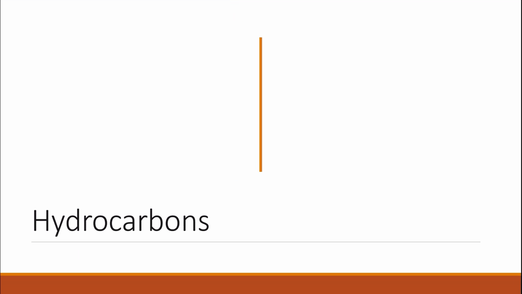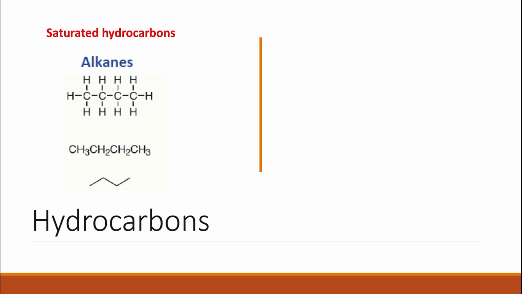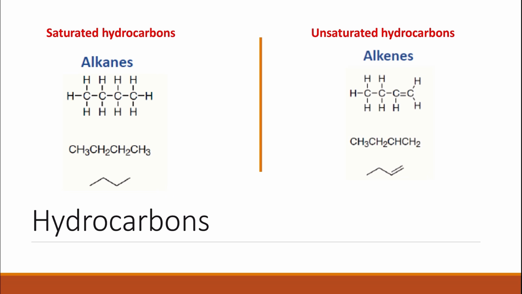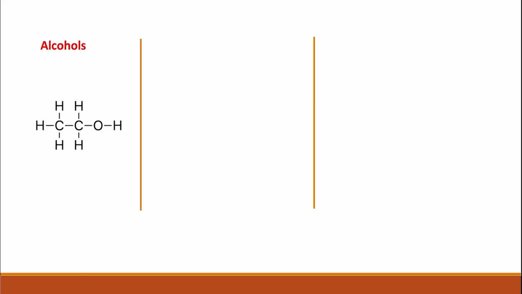The main homologous series we're going to learn about are hydrocarbons, and they include saturated hydrocarbons, represented by alkanes. They are called saturated because they don't have any double bond between the carbon atoms. They only have single covalent bonding. And then there are the unsaturated hydrocarbons, represented here by alkenes, which have a double bond, so they are called unsaturated. We will also learn about alcohols, and alcohols have the functional group OH.